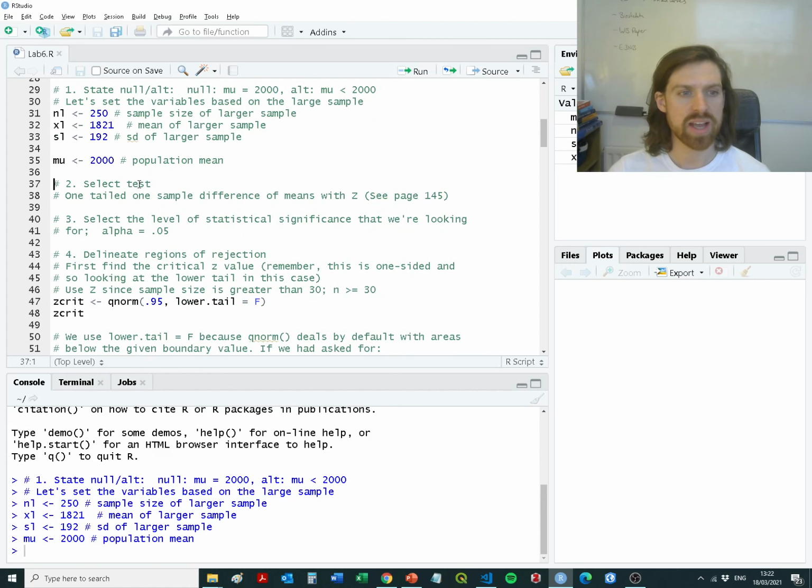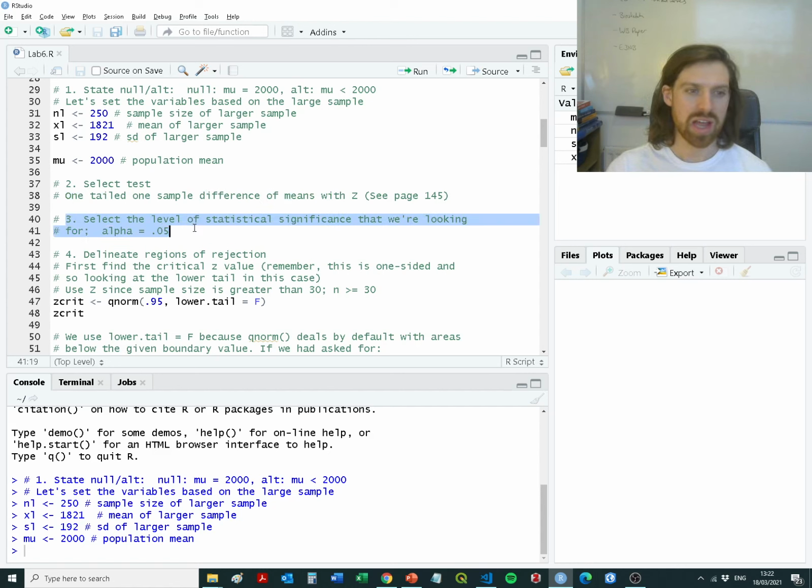So we need to then select a test to use. Obviously, we're focusing here on just doing the one-tailed, one-sample difference of means test using a Z distribution because we've got more than 30 data points, so we can use the normal distribution, we can use a Z score, a Z statistic. And as we exogenously stated which test we were going to use in advance, we don't need to worry too much about selecting the right test here. We know we're going to use just this one very simple test, okay?